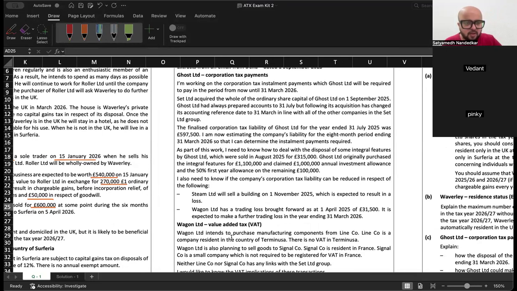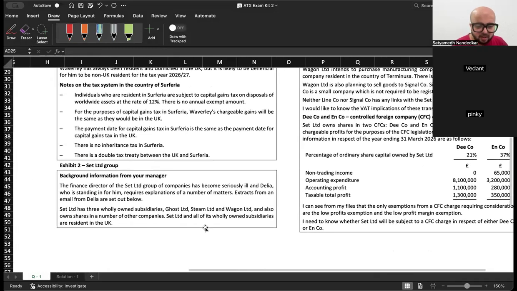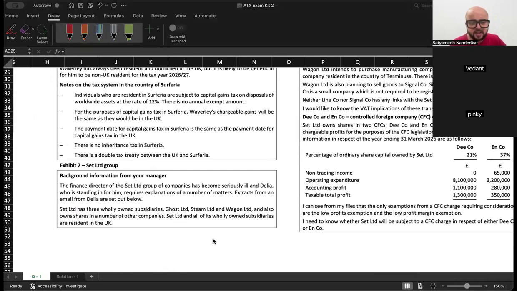First of all, Ghost Limited and Wagon Limited, check करो whether they are a part of the loss relief group और whether they are a part of the capital gains group. क्या information दिया है आपको? Set has 3 wholly owned subsidiaries, Ghost, Stream and Wagon, and also owns shares in a number of UK companies. Set Limited and all of its wholly owned subsidiaries are resident in the UK. ठीक है.